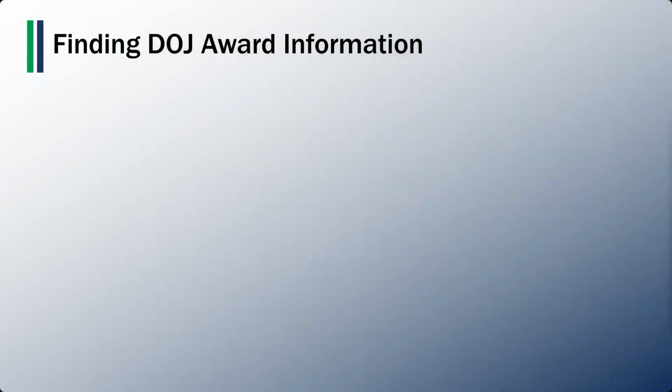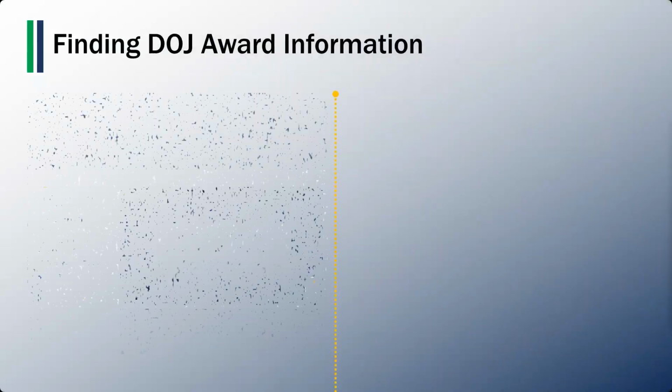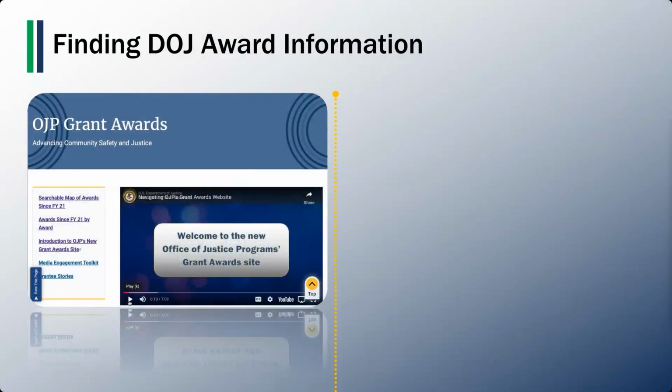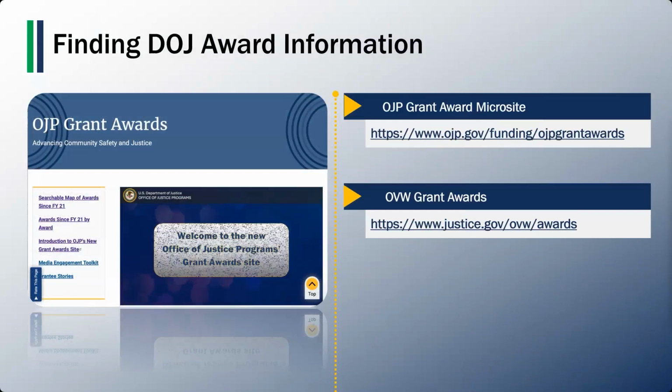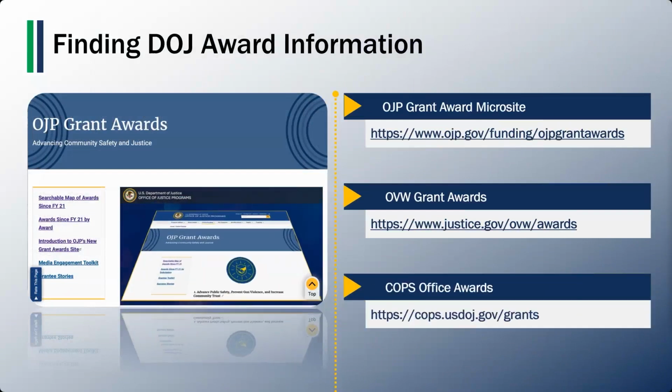Now, for the status of your grant application, check the websites from the DOJ managing offices, OJP, OVW, and COPS. Now, if you haven't received a notification about your award, these websites will list all of DOJ's grant awards by fiscal year.